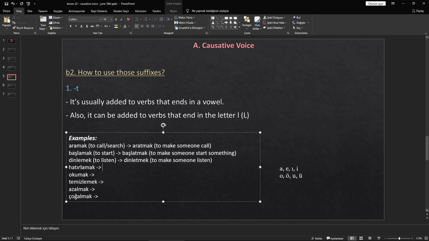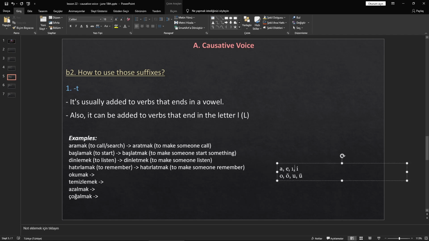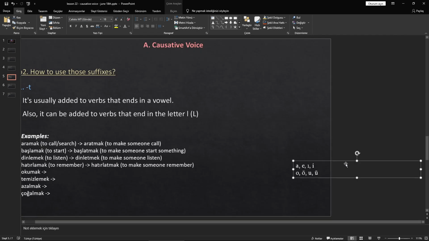And hatırlatmak. Yes, Megan, that is correct. So, hatırlamak means to remember. And then you say hatırlatmak. And I will actually talk about the delights of Turkish here, because to make someone remember is actually to remind someone. There are also independent other verbs for this.